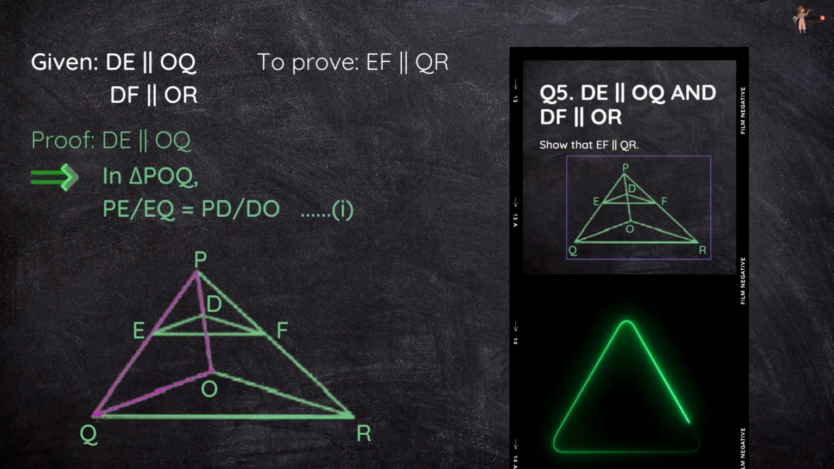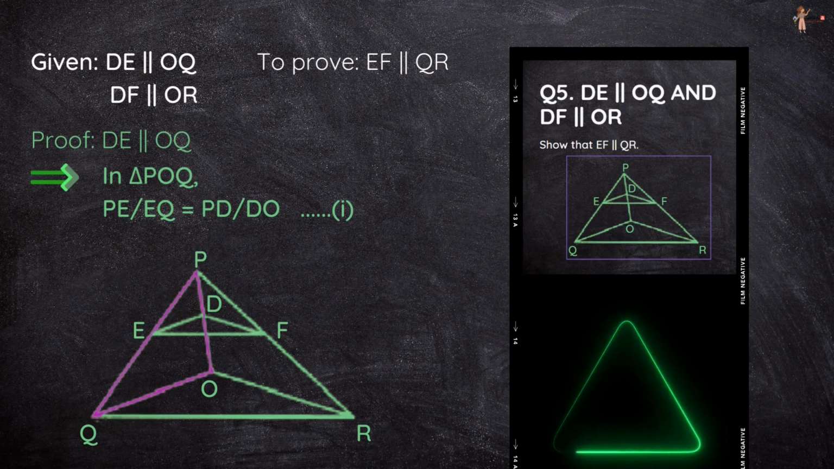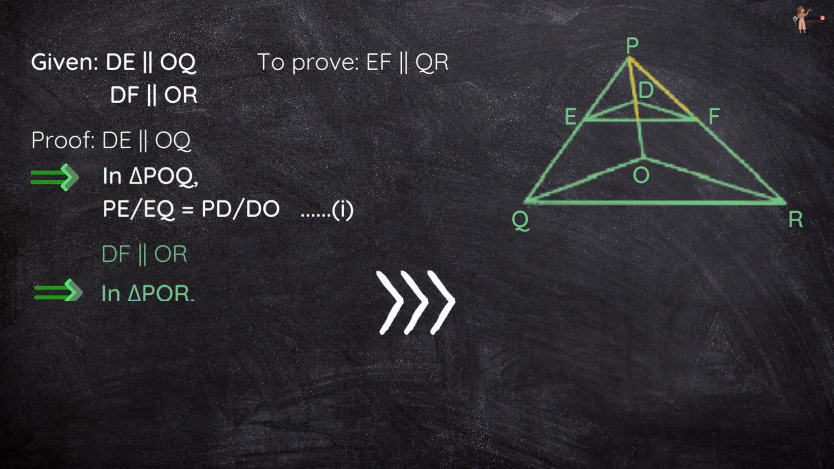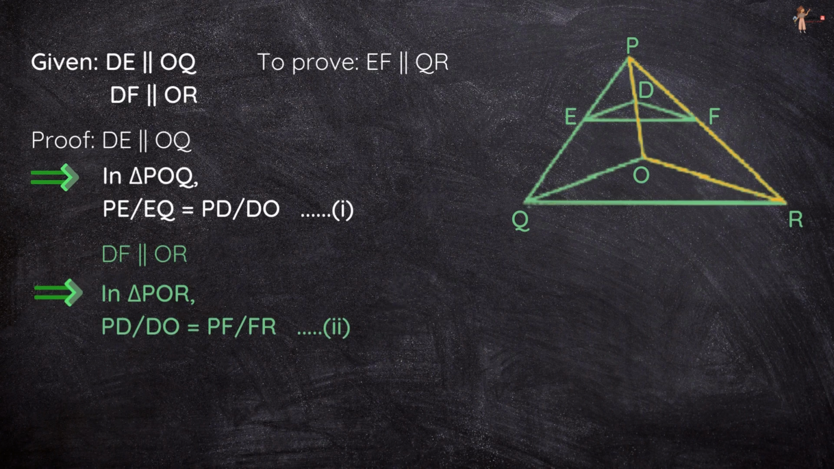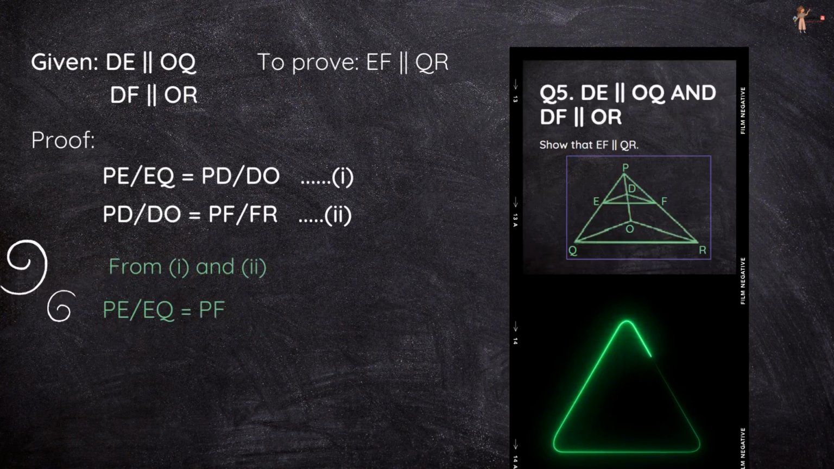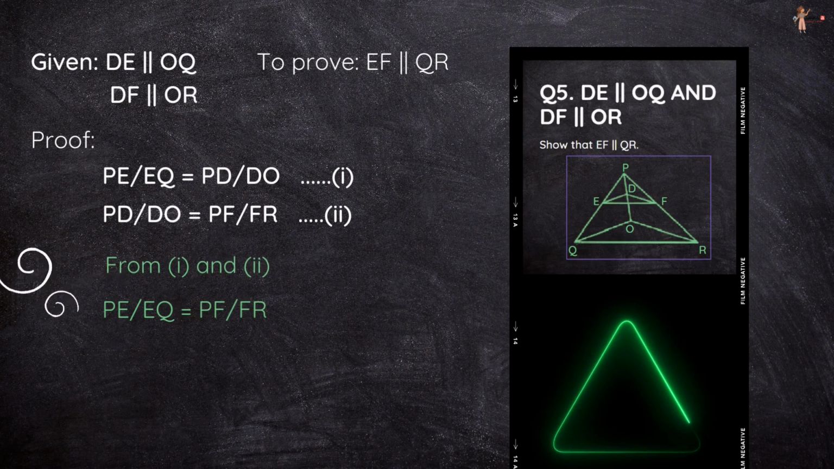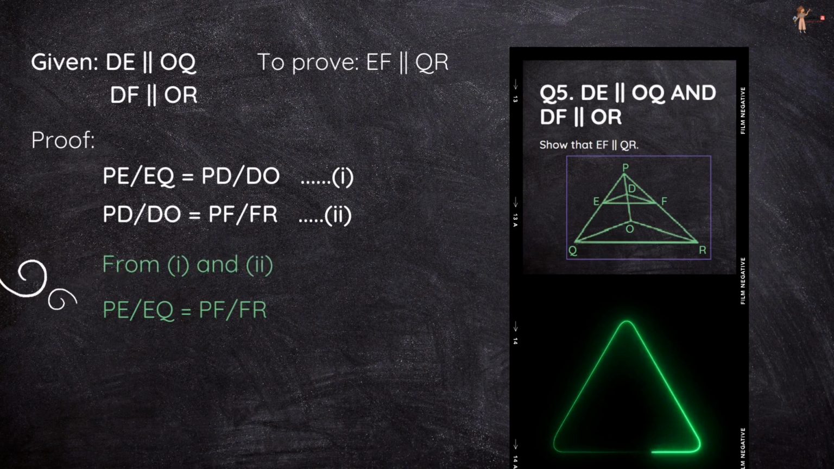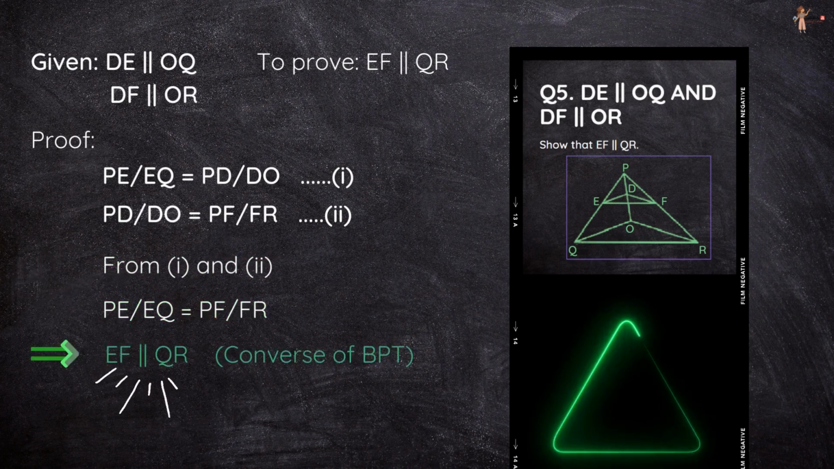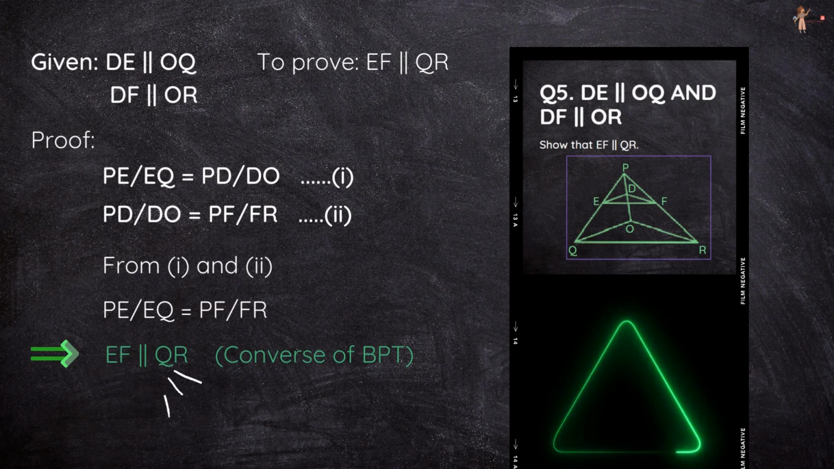Since DE is parallel to OQ, we get PE upon EQ equal to PD upon DO. Since DF is parallel to OR, we get PD upon DO is equal to PF upon FR. From these two equations, we get PE upon EQ is equal to PF upon FR, which means EF is parallel to QR by converse of BPT theorem.